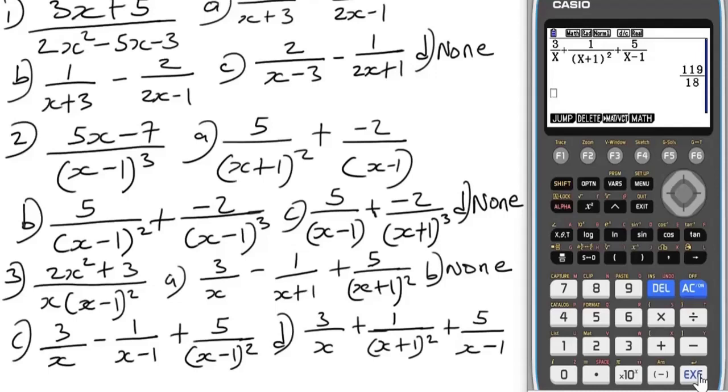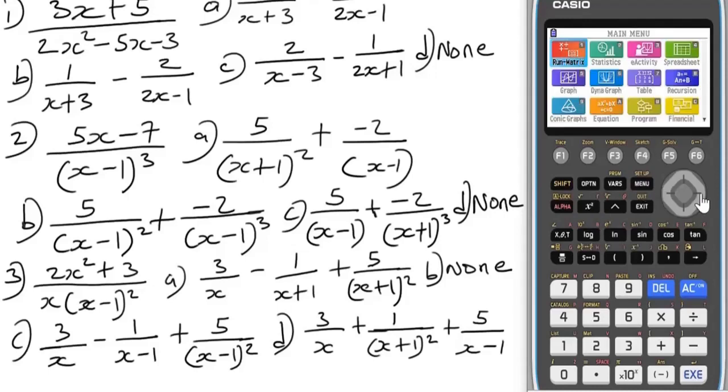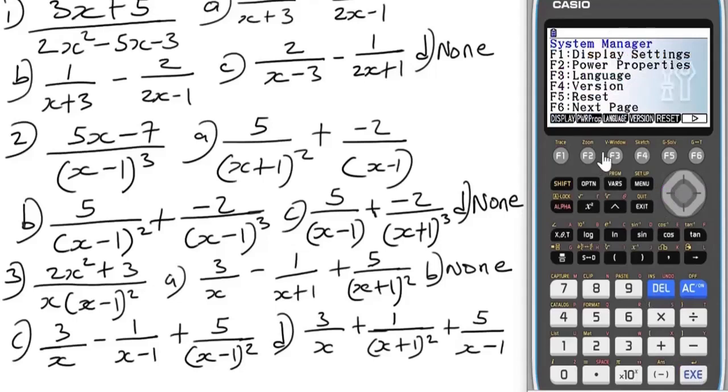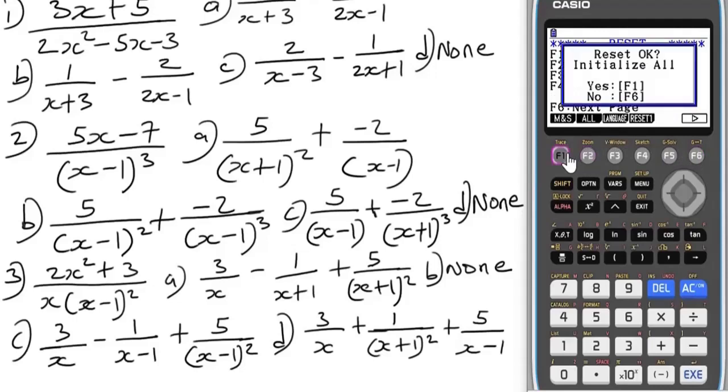Don't forget to reset your calculator once you are done. All you have to do is press the menu button, then navigate to system, then press equals, then F5 for reset, then F6 for next page, initialize all, F2, then F1 to begin to initialize all.